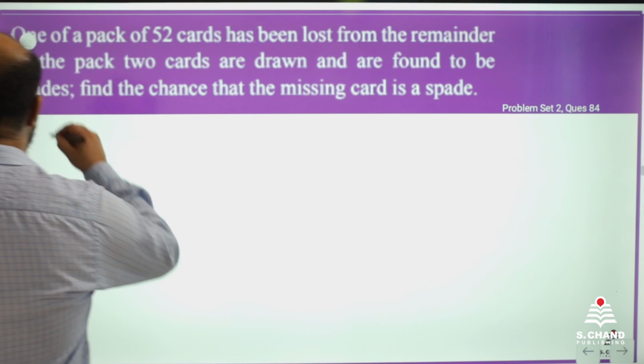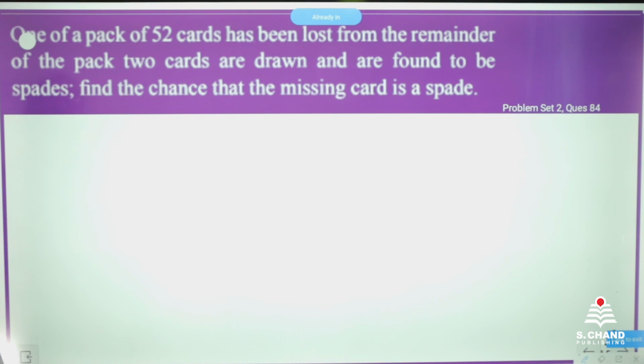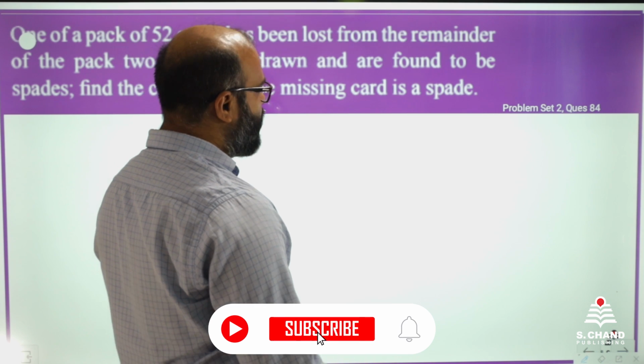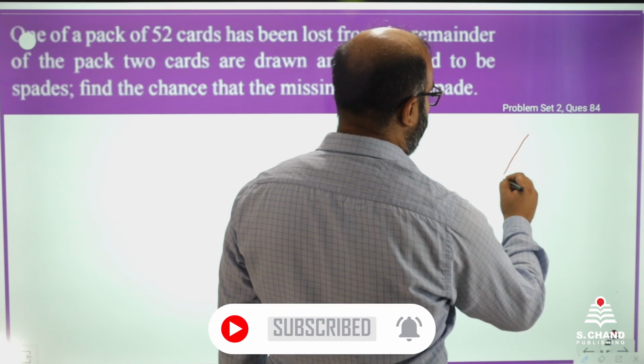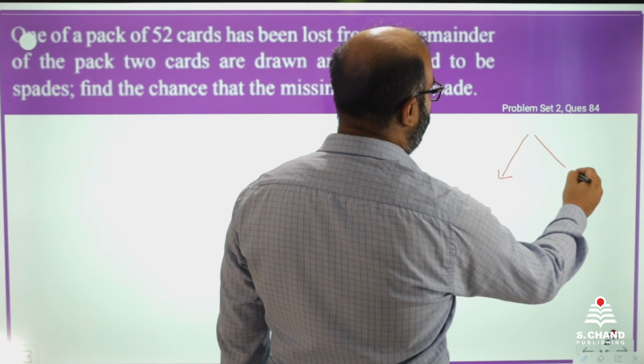Next question says, one of a pack of 52 cards has been lost. From the remainder of the pack, two cards are drawn and are found to be spades. Find the chance that the missing card is a spade. So it is asking what is the chance that the missing card is a spade. So it is a question of Bayes theorem.